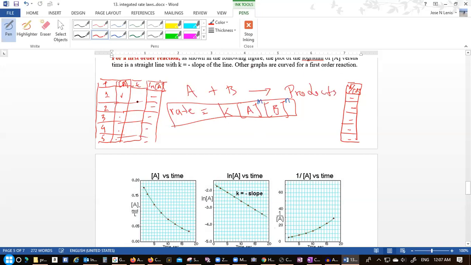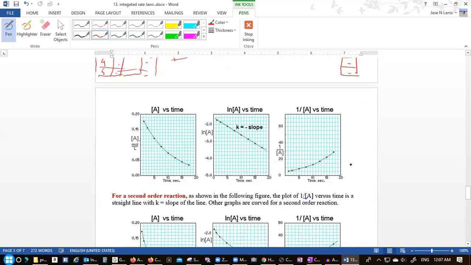The time is the same for all experiments. So that's what you have here. And what do you get? Then you observe the shape. If you find a straight line, that's it. That's the order of the reaction. Depending on which graph gives a straight line, that will tell you the order.